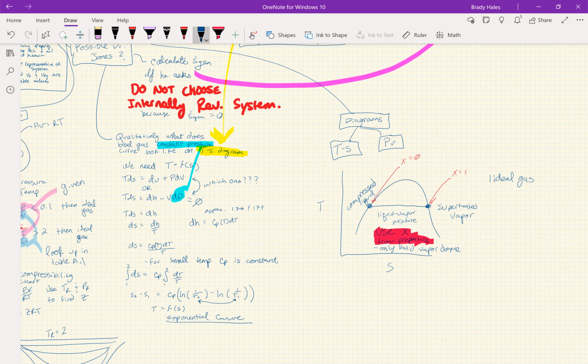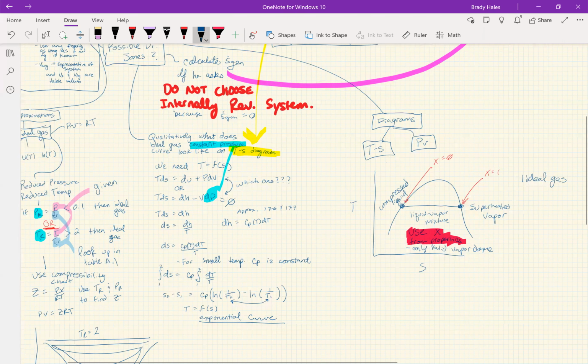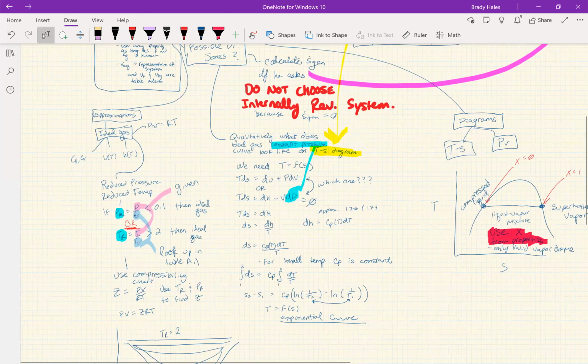Okay, right at the end, we briefly talked about diagrams with TS, PV, and kind of understanding the points where you have a compressed liquid on the left, you have saturated liquid on the left point, saturated liquid vapor mixture on the line underneath the vapor dome. On the right point, you have a saturated vapor. Outside the line, you have a superheated vapor, and then outside the superheated vapor, you have the ideal gas, right?